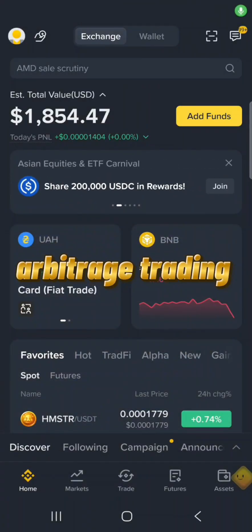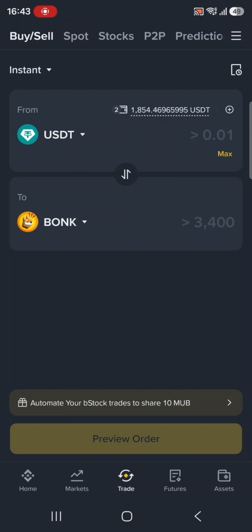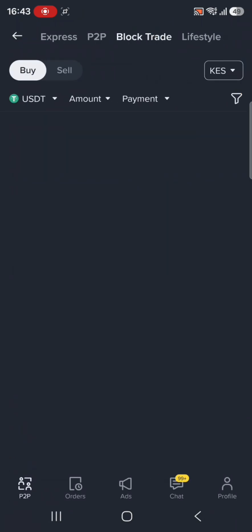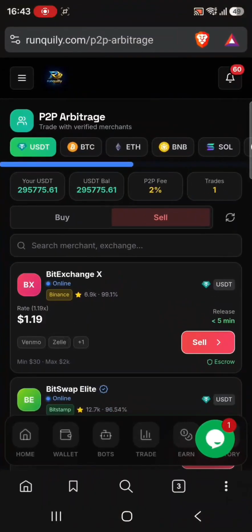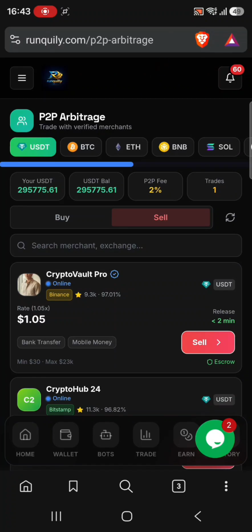This is what you don't know about crypto arbitrage trading. Actually, crypto arbitrage trading is buying assets at a lower price in a centralized platform and selling the same assets at a higher price in a decentralized platform. So this is what we talk about when we say P2P crypto arbitrage trading.